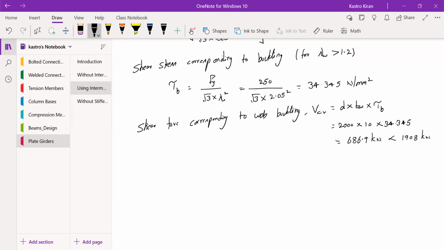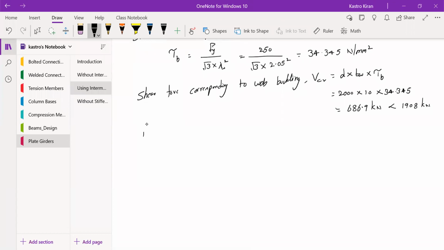And remember, this value must be less than 1908 kilonewtons. So if VCR is less than V, intermediate transverse stiffeners are required. If VCR is less than V, intermediate transverse stiffeners are to be provided.